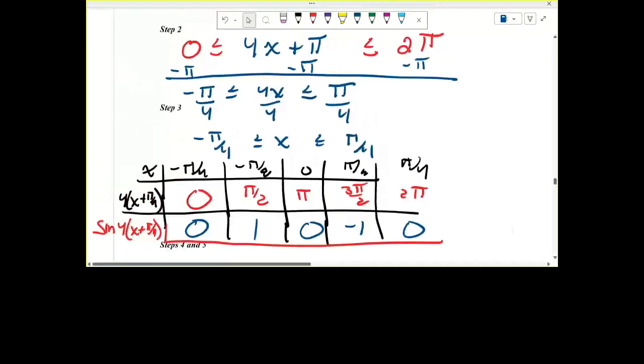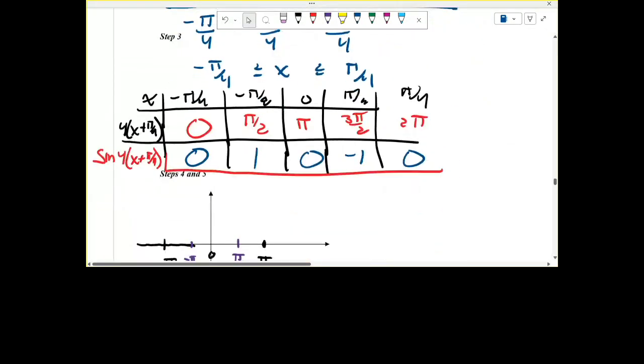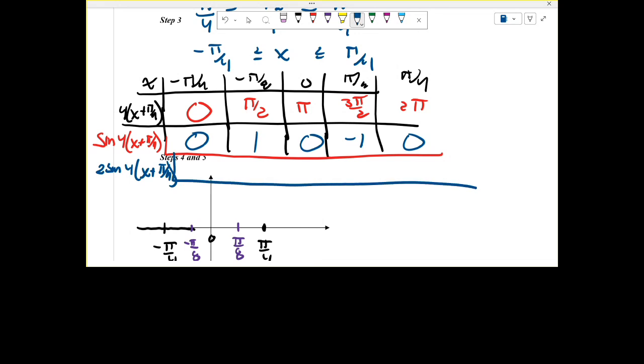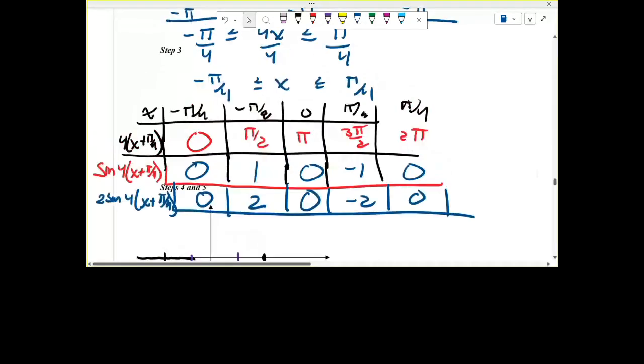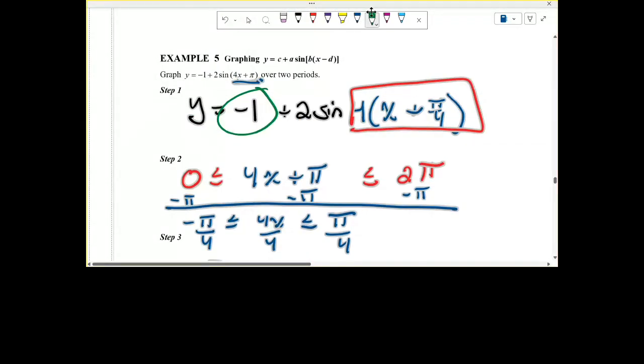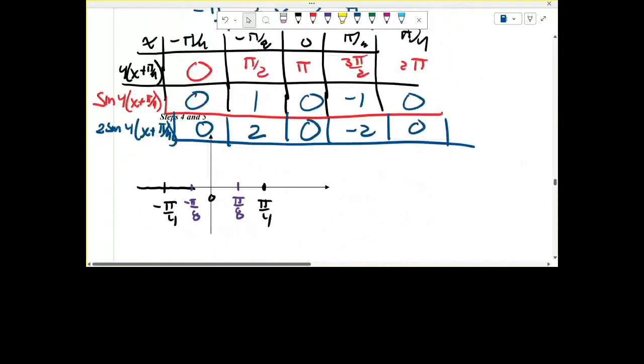Okay. What did we have in front of it? Oh, we had a 2. Okay. So I'm now going to put a 2 sine of 4x plus pi over 4. And I'm just going to take those numbers that we had before, y'all, and I'm going to double them. So 0 times 2, still 0, then 2, 0, negative 2, and 0. And then one last part, y'all. We got one last thing here at the end. We have a minus 1.